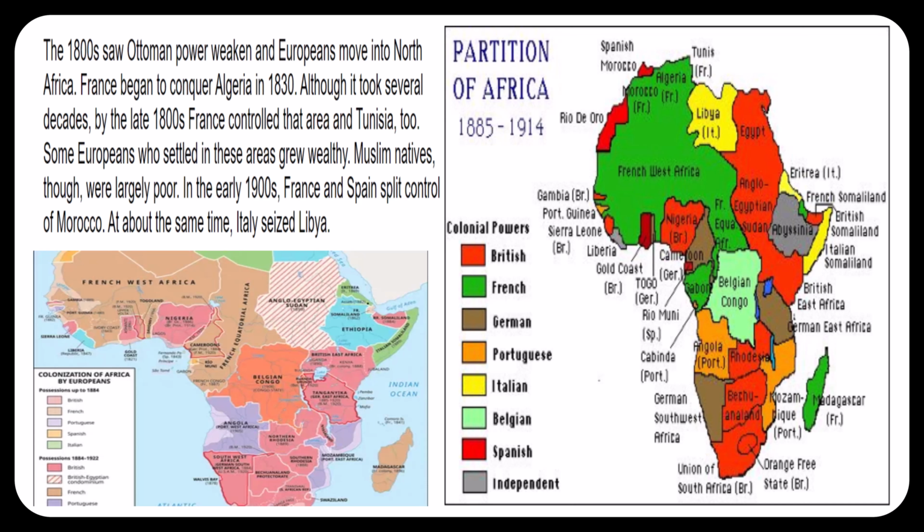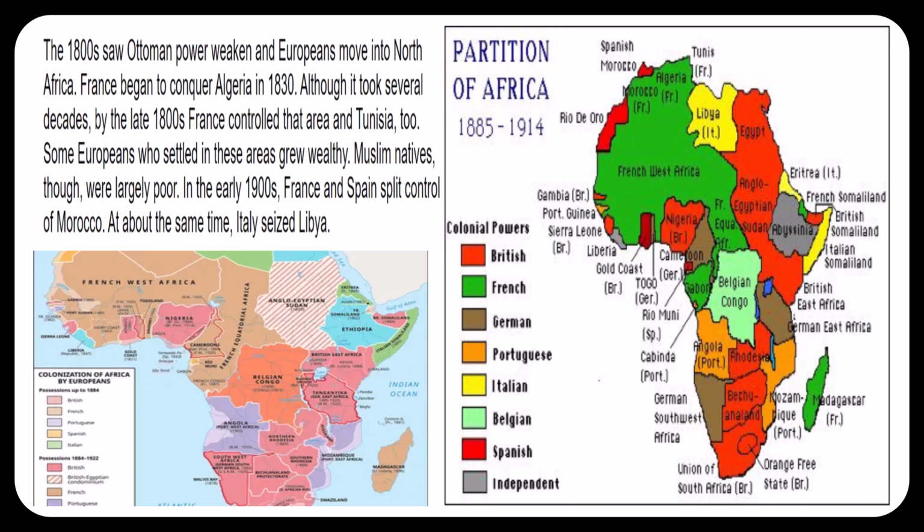Question number 2. What happened in North Africa in the 1800s? Well, you started to see the Ottoman Empire / Turkey weaken their power, and Europeans moved in and started picking off these one at a time. Question 3. What happened to Algeria and Tunisia by the late 1800s? What happened to them is that France took control of them.